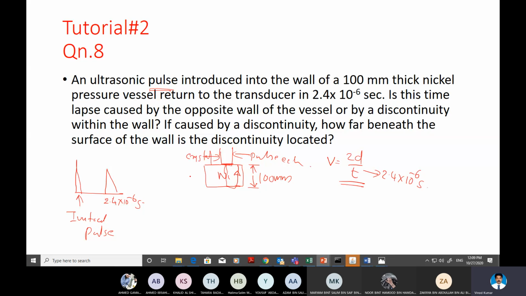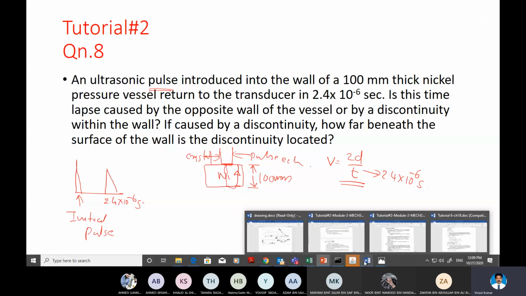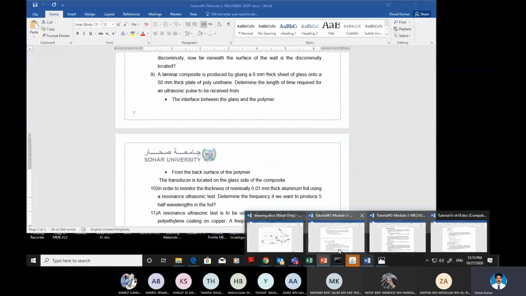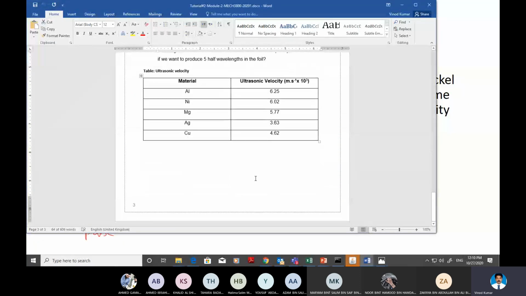How many of you have understood the question? Is the question clear to you before I proceed? Yes. If the question is clear, then let me see tutorial 2 here. Here we have a table.